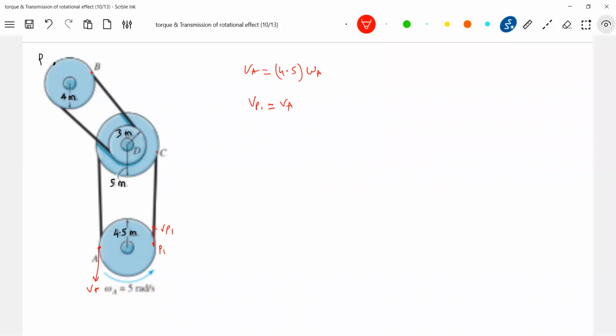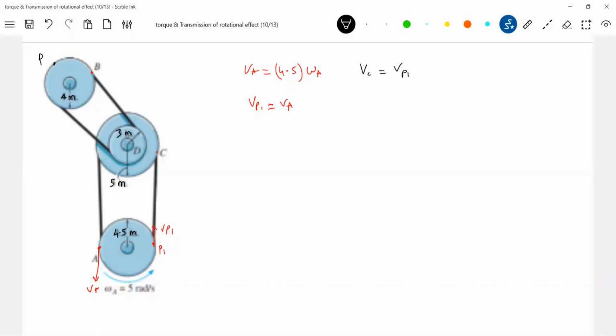Then this is a string, and the string is inextensible. Therefore, what should be the velocity of the point? The string is wound on this particular thing, like this. You can see. So what is the velocity of point C? Velocity of point C must be equal to velocity of point P1. Vc must be equal to Vp1.